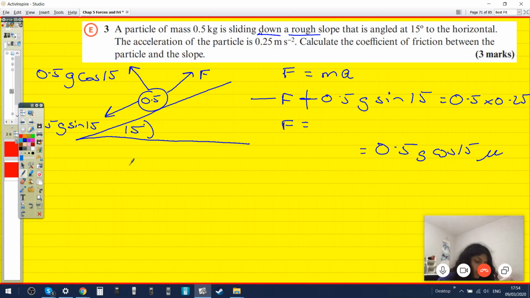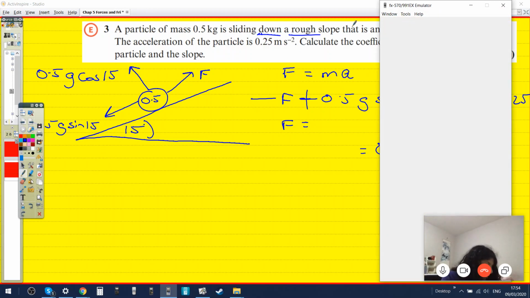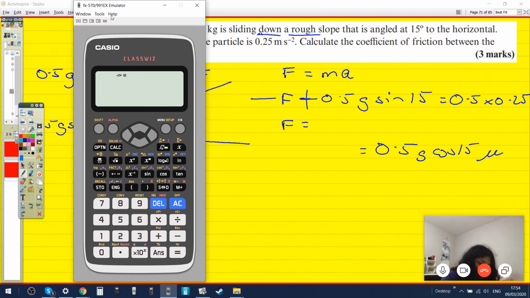I think I might have done cos instead of sine on one side. How do I get 1.27? I don't even know how. Oh, wait, that is 1.27. Never mind.